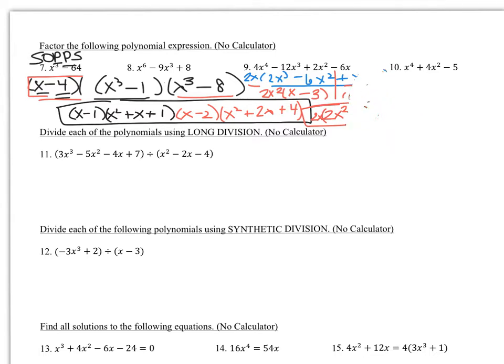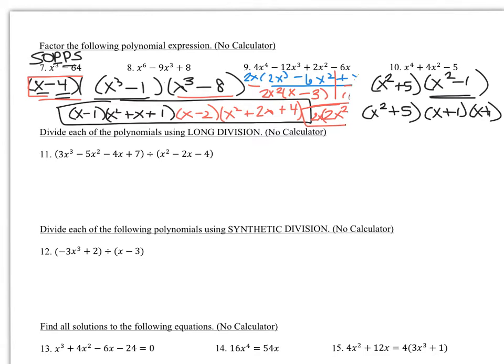Last but not least, number 10. X to the 4th is made by x squared and x squared. Factors of -5 that make 4, positive 5 and -1. I notice this is a difference of squares, so I can factor x plus 1, x minus 1. And over here I can say x squared plus 5. I can't do it. I know it's not a difference of squares because that's not minus, so I'm finished.